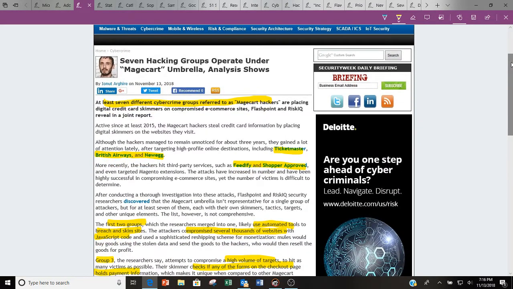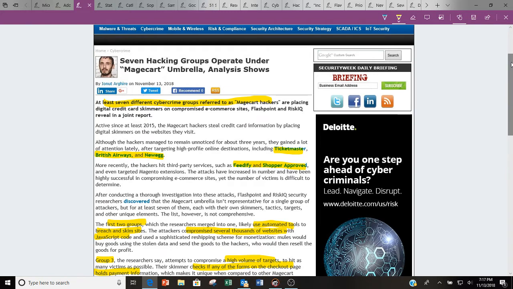Last week we talked about some of the megacart breaches, and further research has been done into these megacart breaches, and they have determined it's not just one threat actor doing this, it's 7 different threat actors.